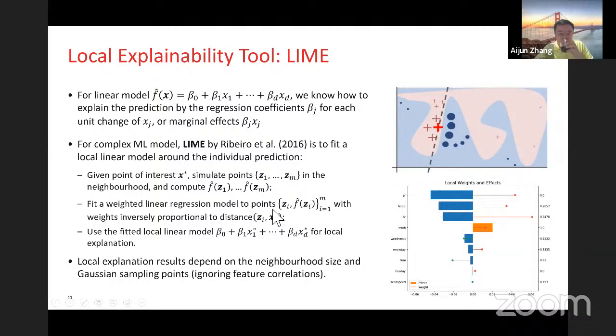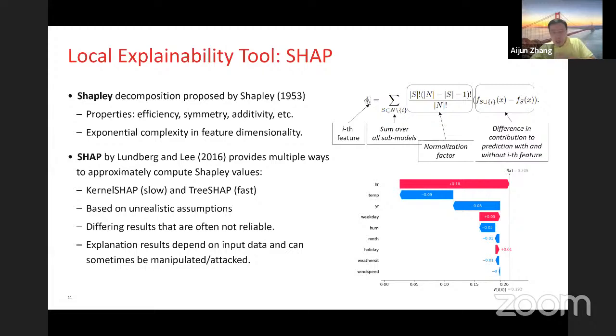Next one, SHAP. SHAP is based on a very famous work by Professor Shapley, a Nobel Prize winner, in 1953, a long, long time ago, right? Shapley proposed this Shapley value, the formula on the right-hand side, which is based on combinatorics with different subsets. You take a variable out, then compare with the original, and look at the difference. Then you take the weighted sum and add them together, and you get this so-called phi i, which is the Shapley value. It has nice properties such as efficiency, symmetry, additivity, and so on. So this is for Shapley.